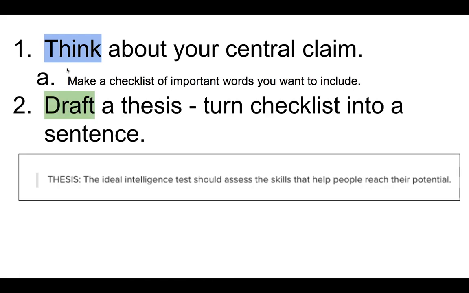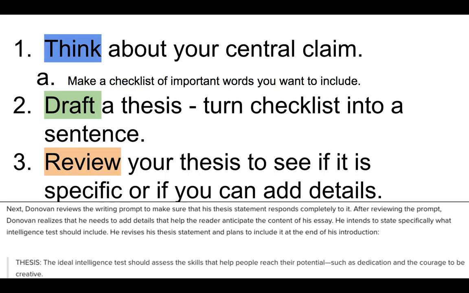Next is to draft a thesis statement, to turn that checklist or that initial thought about your central claim into one sentence. So here's Donovan's draft thesis statement. He says, the ideal intelligence test should assess the skills that help people reach their potential. Okay, so it is one sentence, but he's not quite done yet. The next step is to review your thesis statement to see if it is specific or if you can add some details. So this is how Donovan does it.